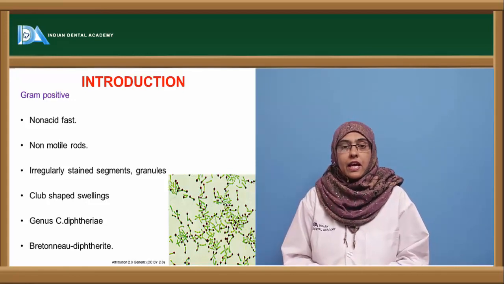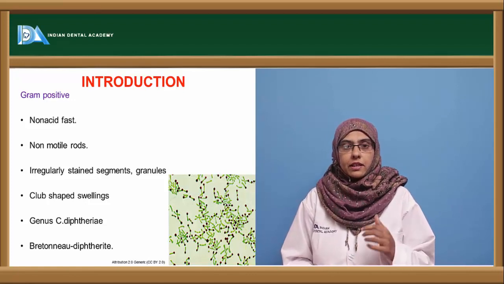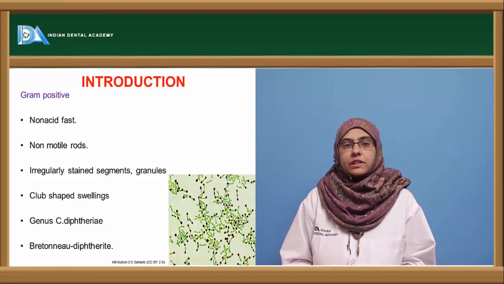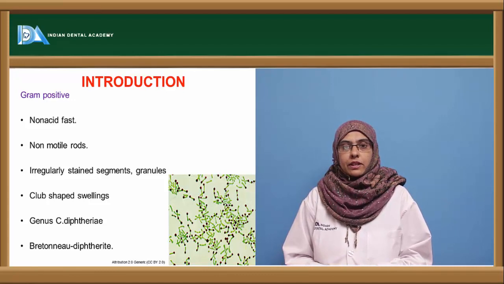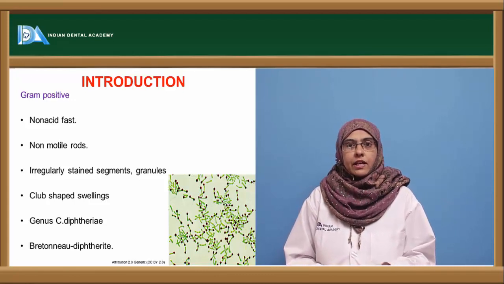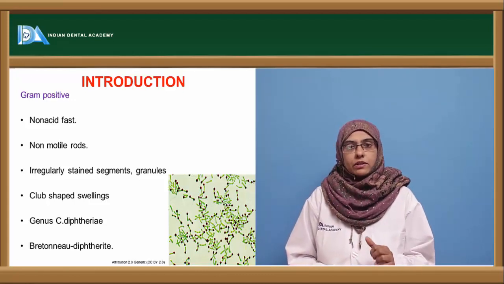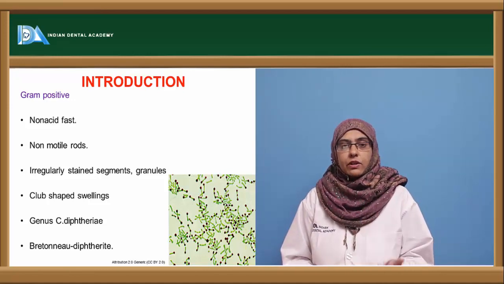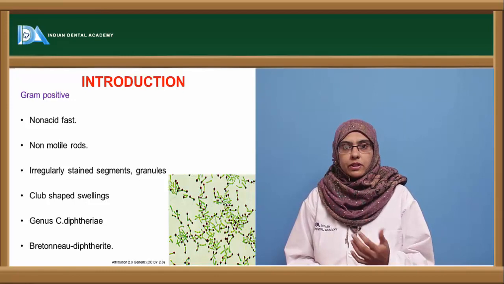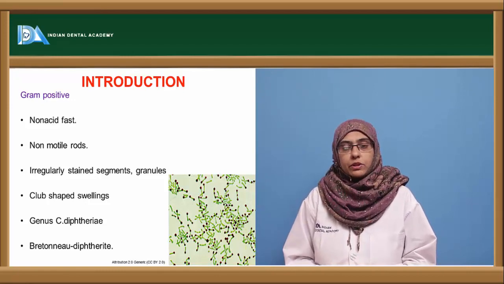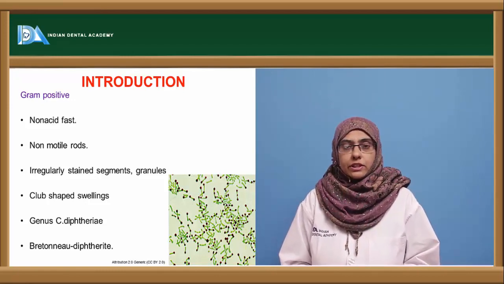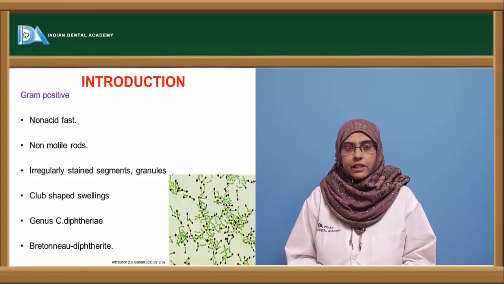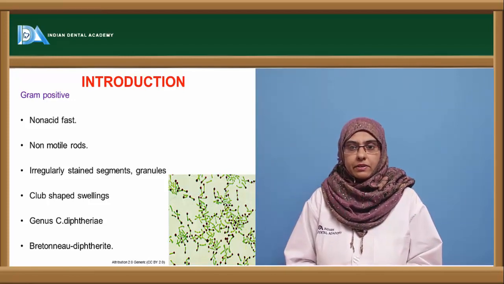in the laboratory, and they show a characteristic club-shaped swelling, because of which these organisms are called Corynebacterium. And diphtheria is given its name because of the tough, leathery membrane they cause inside the mouth during this particular disease. And the most important genus that is a causative agent of diphtheria is Corynebacterium diphtheriae.